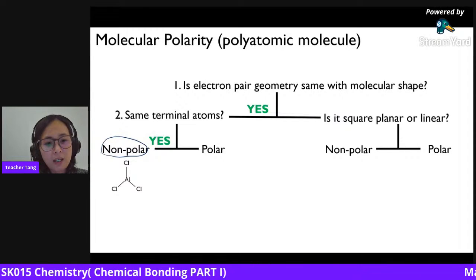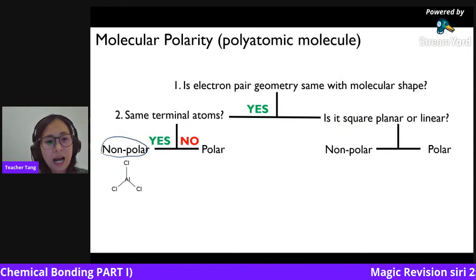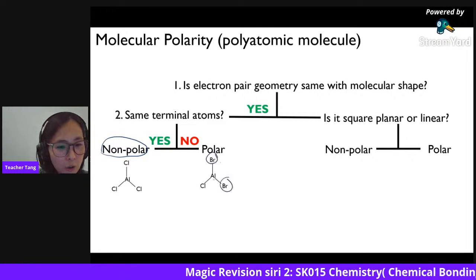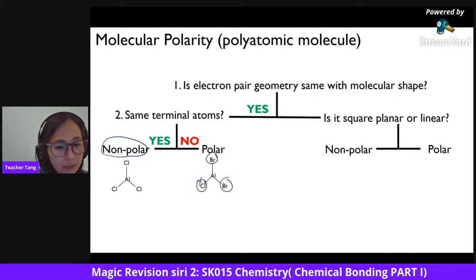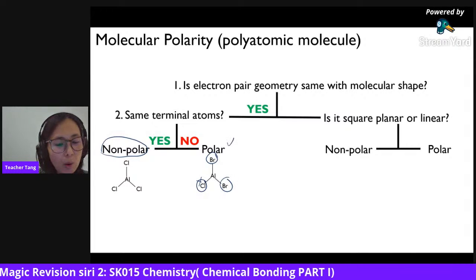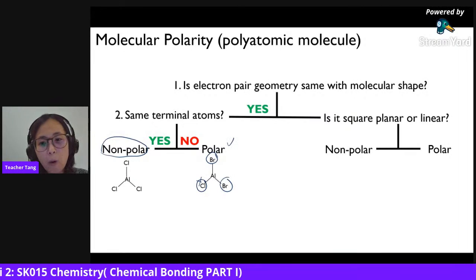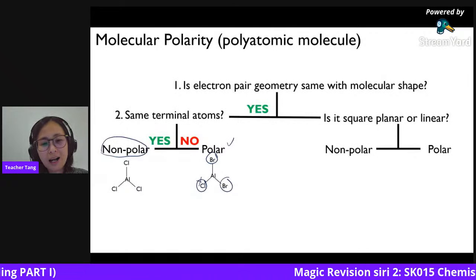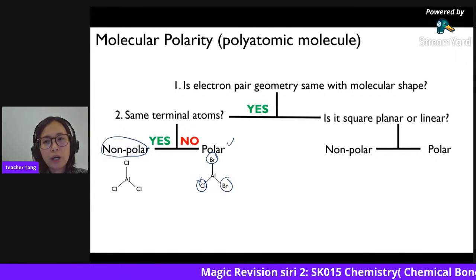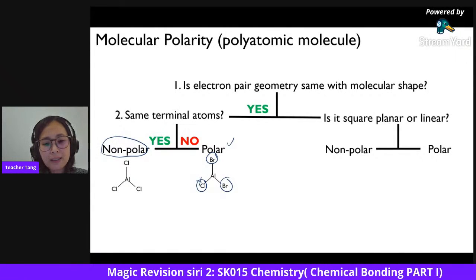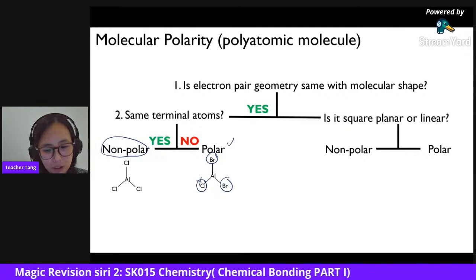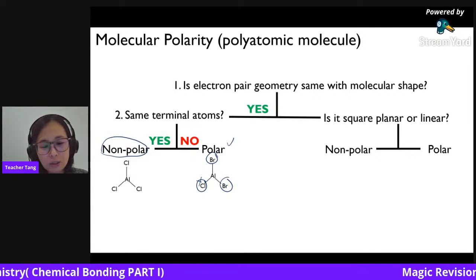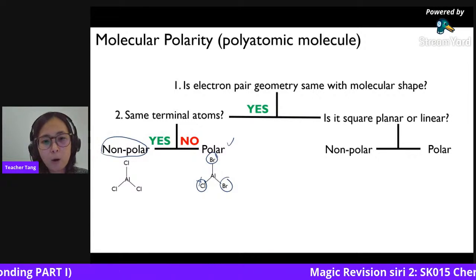But if the terminal atoms are not the same, like for example for this one, you have bromine and also chlorine, so not the same, then you will have a polar molecule. It means that the bond dipoles cannot cancel out one another. If they cannot cancel out one another, it means that this molecular shape is not symmetrical. If not symmetrical, then the net dipole moment is not equal to 0. So you get a polar molecule.